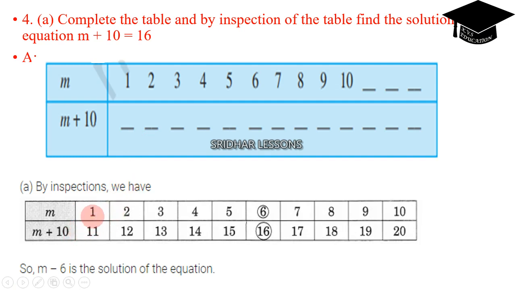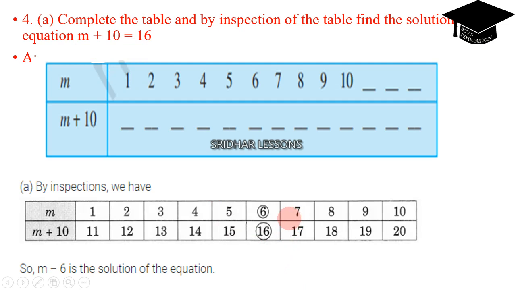See here, we have put the value of m is equal to 1 here. So m plus 10, 1 plus 10, 11. For 2, it is 2 plus 10, 12. For 3, it is 3 plus 10, 13. For 4, 4 plus 10, 14. For 5, 5 plus 10, it is 15. But for the value of 6, m plus 10, that is 6 plus 10 is 16. So here we have got m plus 10 is equal to 16.